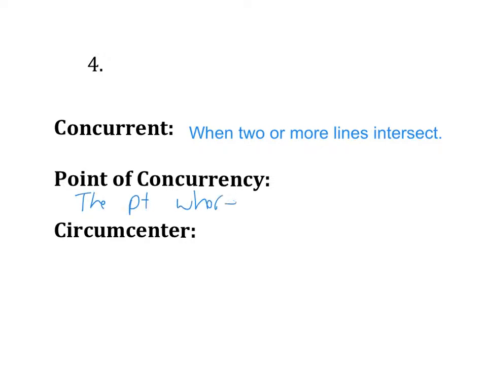I want to define three things. Number one, what does the word concurrent mean? It's the point where the lines intersect.